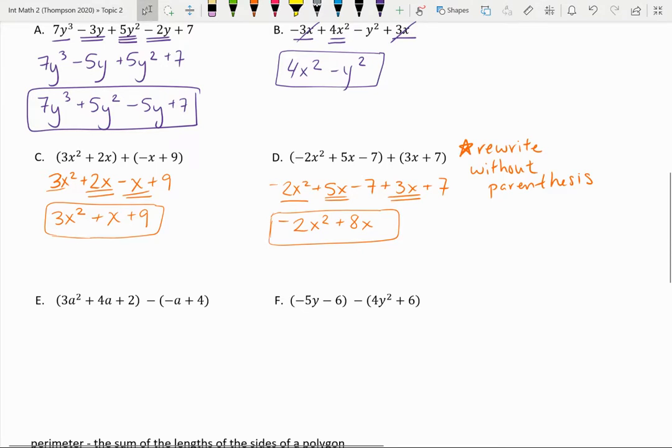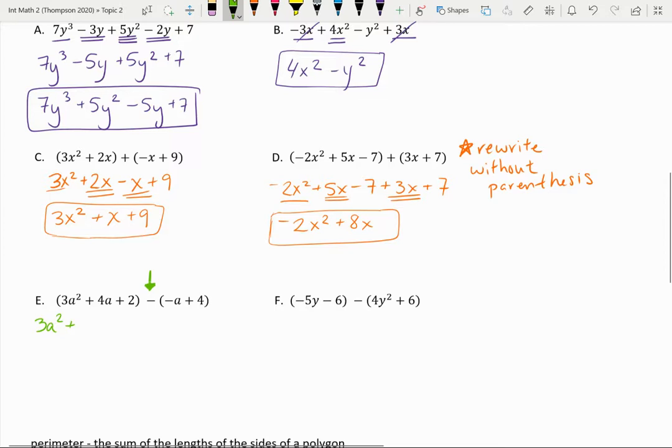Now for E and F, we have to be very specific and careful, because the difference is that I have a subtraction sign in front of a set of parentheses. That's going to give me one more step that I have to be careful to do. When I have a subtraction sign in front of parentheses, it's going to change everything in the parentheses after. It's not going to change anything before that.